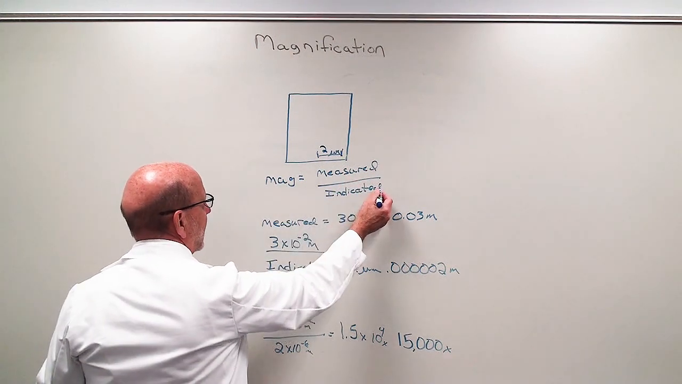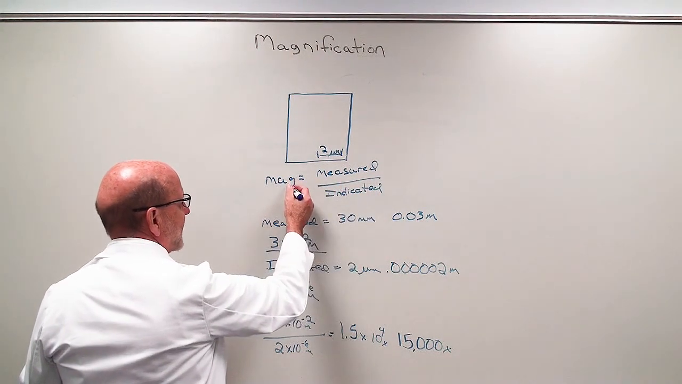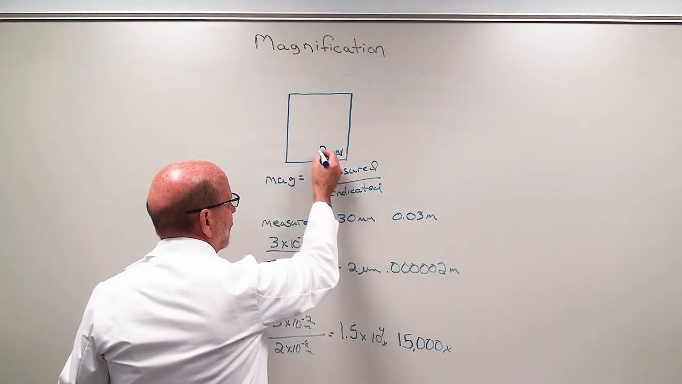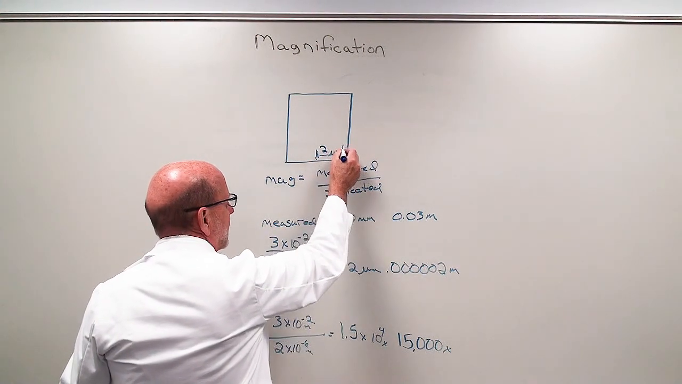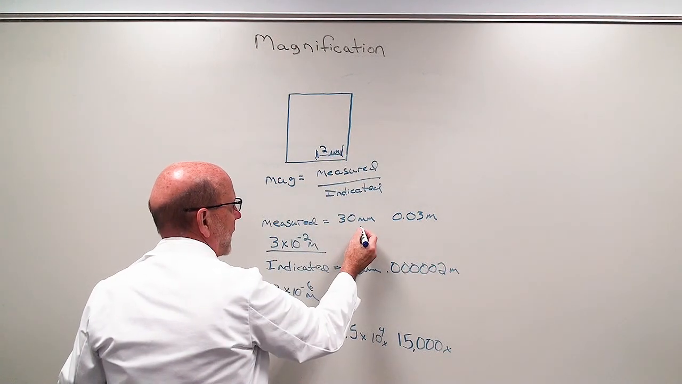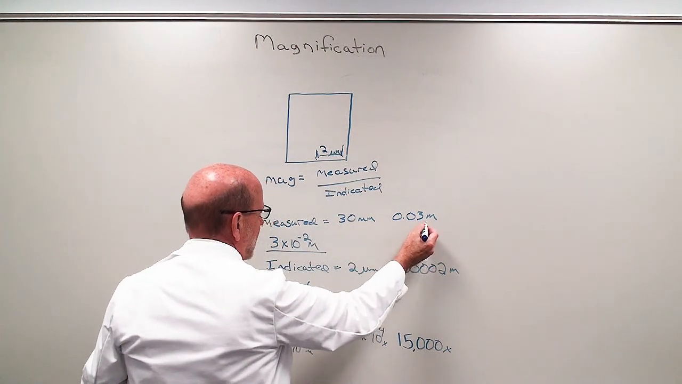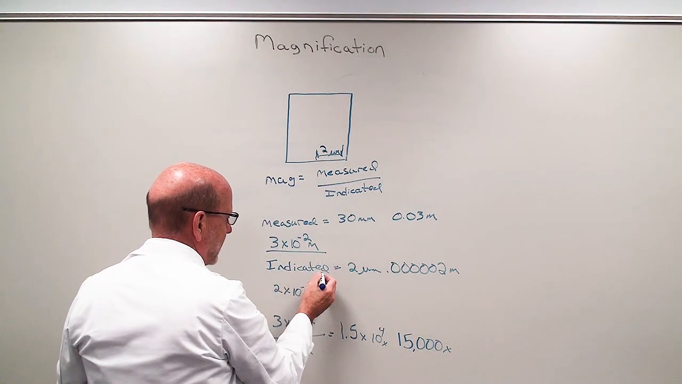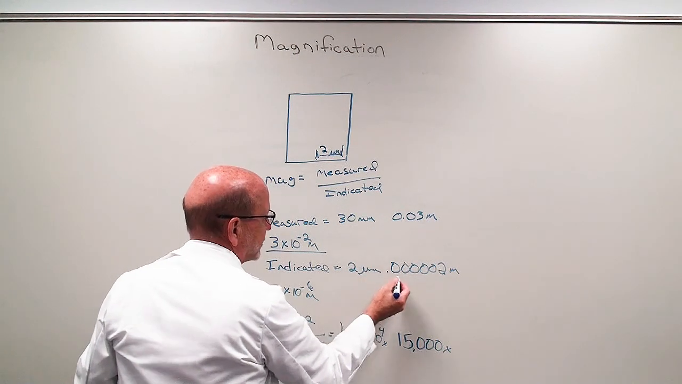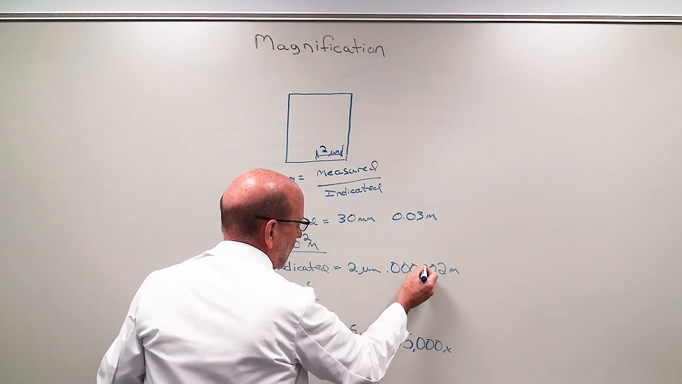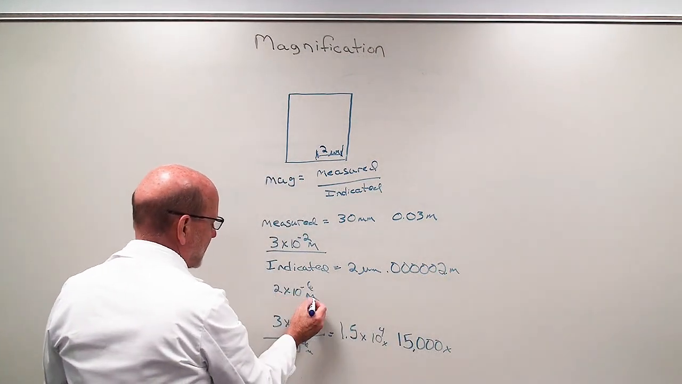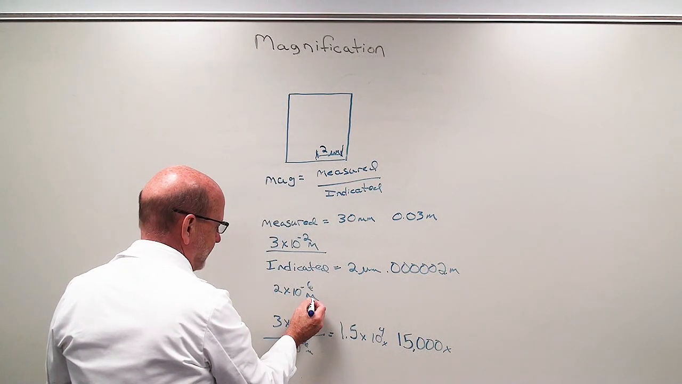Now we're going to take a look at magnification. Generally speaking, we're looking at the scale bar or micron marker at the bottom of the image. I've measured that, and the length with a ruler is 30 millimeters. I can put that into decimal form or scientific notation, which is generally easier to work with. The indicated length is 2 microns, which is 10 to the minus 6. Again, it's easier to use scientific notation.